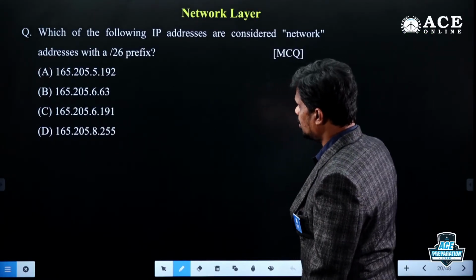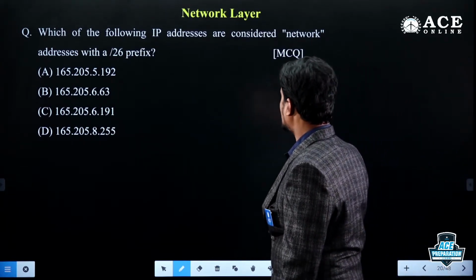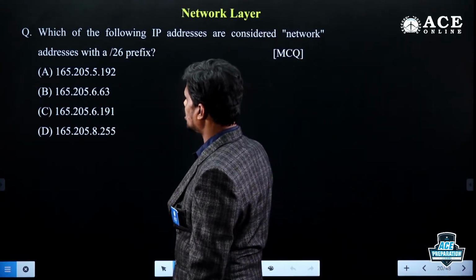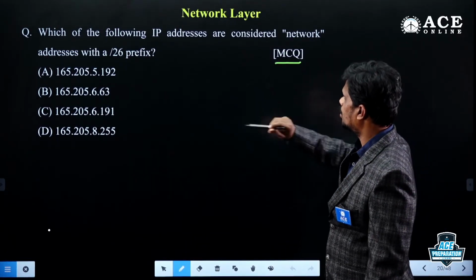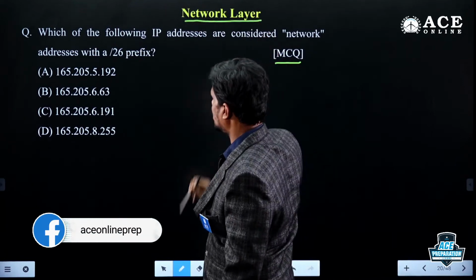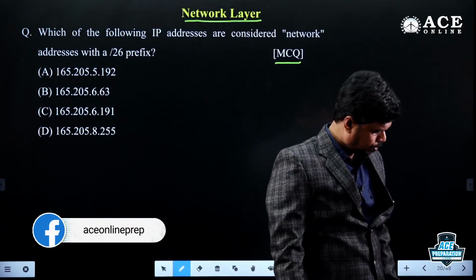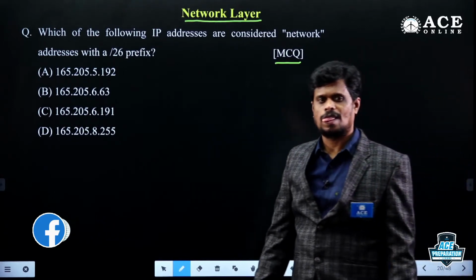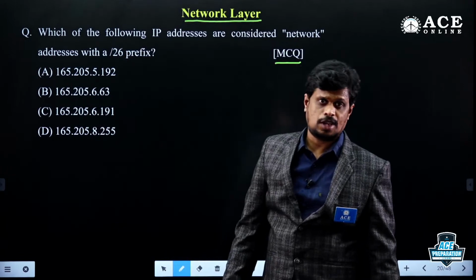Right. So look at this question. IP addresses are considered network addresses with a /26 prefix. It is an MCQ given from the network layer concept, IPv4 addressing subtopic. So what is the answer for this?